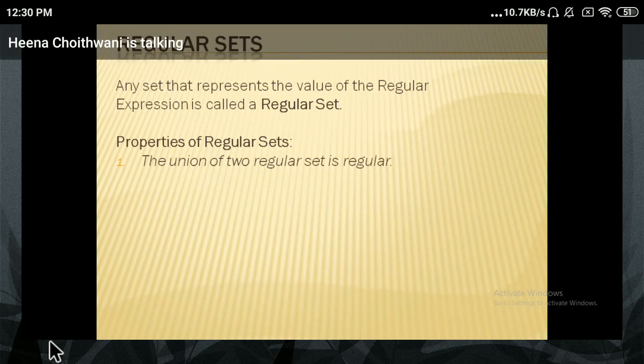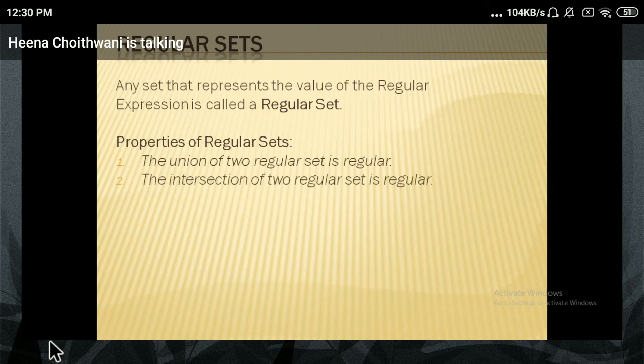The union of two regular sets is regular. We are talking about sets, not the expressions, because in expressions we have already seen there is a rule that if you take a union of two symbols, that is a regular expression, right? We have read this rule in the rules slide. Now we are talking about regular sets. The union of two regular sets is regular. We have to prove this.